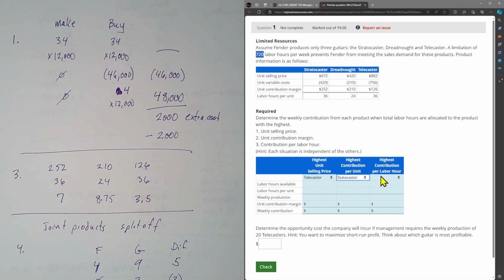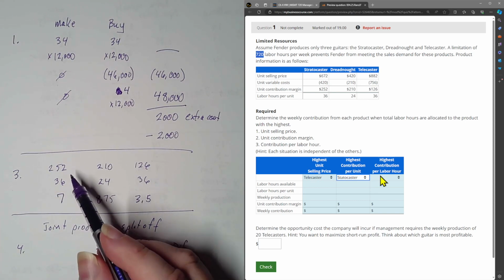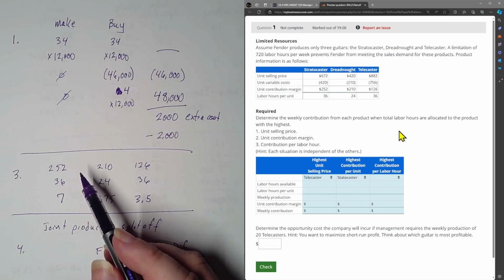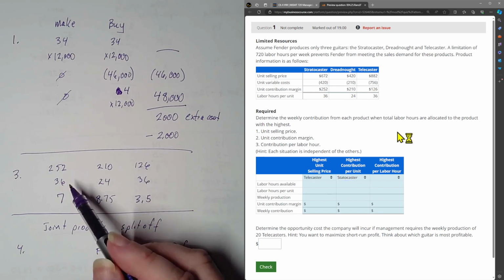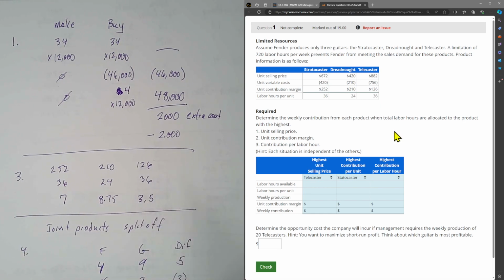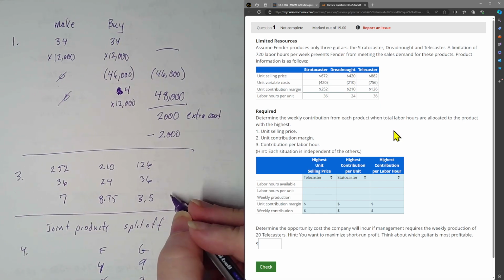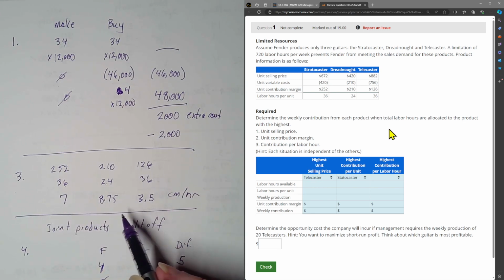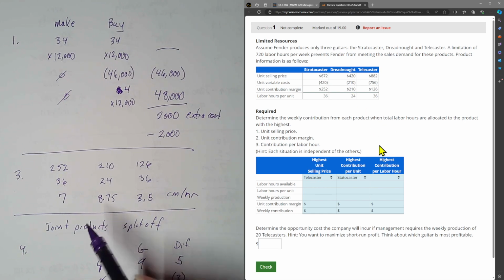Well, we think we know which one it is, but I went ahead and worked it out. So we've got 252, 210, and 126, which I've just taken from these numbers here, divided by the labor hours. Remember, this is going to be our contribution margin per hour. So we have 7, 8.75, and 3.5. So what is the 8.75? That is the Dreadnought. So we've got two electric guitars and we've got a steel string guitar.